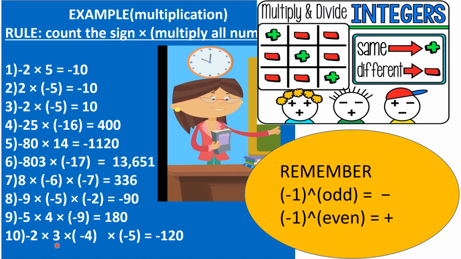You have to count the number of minus signs. When the number of minus signs is odd, you will get a minus sign in the answer. When the number of negative signs is even, then you will get a positive sign in the answer. Hope you understood this trick to put the sign in the answer.